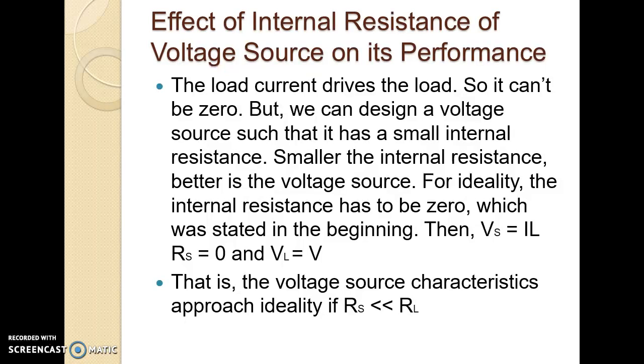Then if internal resistance is equal to 0, Vs equal to IL into Rs is 0, so VL equals V. That is, the voltage source characteristics approach ideality if Rs is much less than RL.